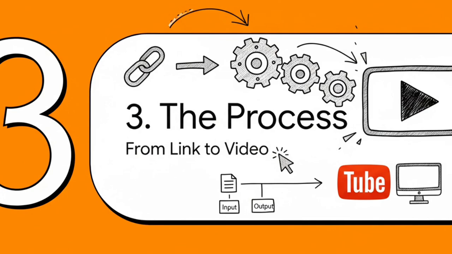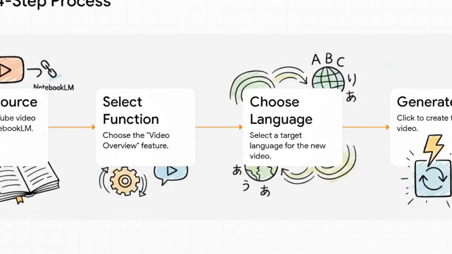All right, let's get to the good part, how it actually works. The video we're looking at lays out a process that honestly seems almost too simple. We're talking about going from just a link to a full video in just a few steps. And here they are, just 4 steps. Seriously. You grab a link to a YouTube video, you paste it into NotebookLM, then you just select the video overview option, pick whatever language you want the new video to be in, and you hit generate. I know, it sounds a little too good to be true, right? But that's the whole point. That incredible simplicity is exactly what makes this so appealing.